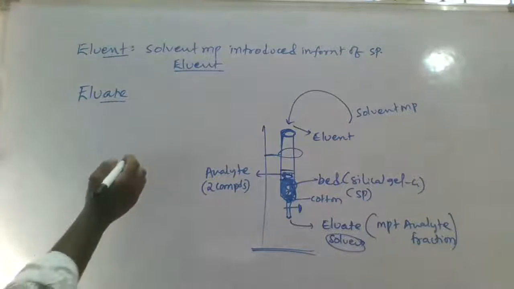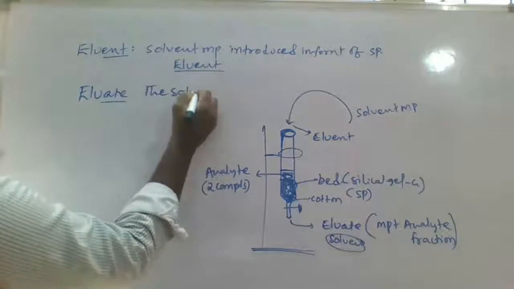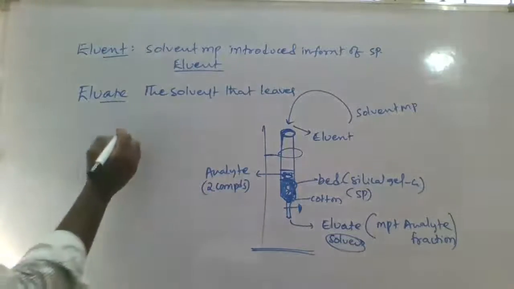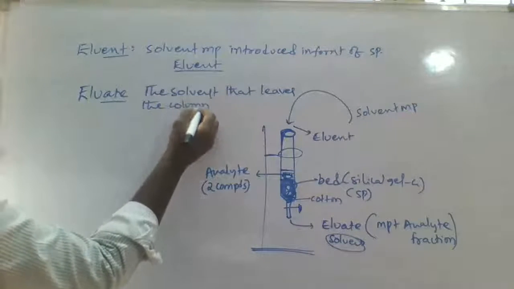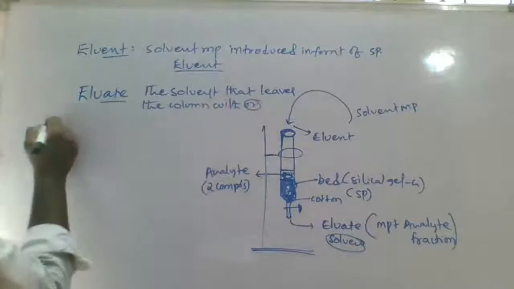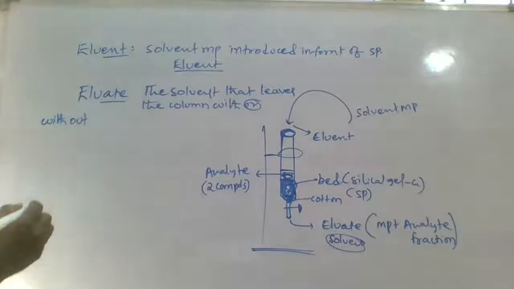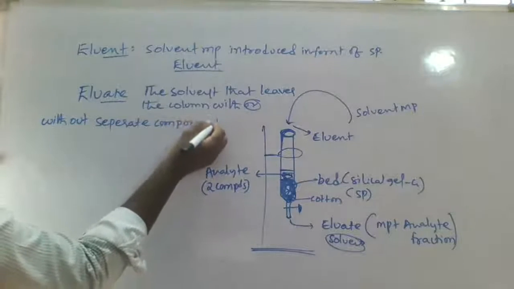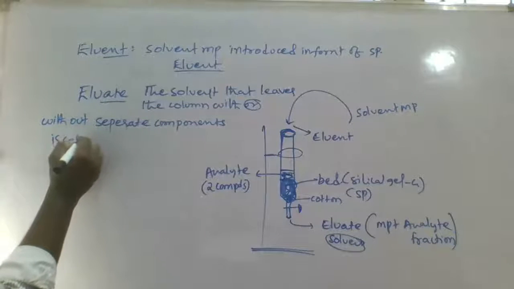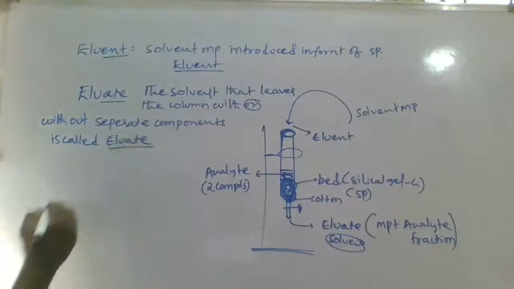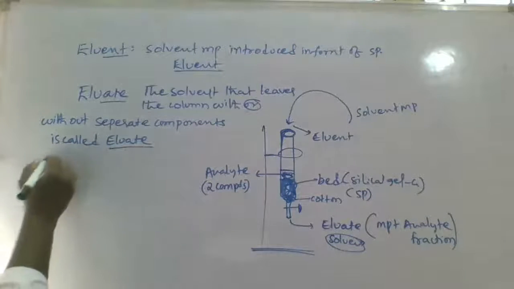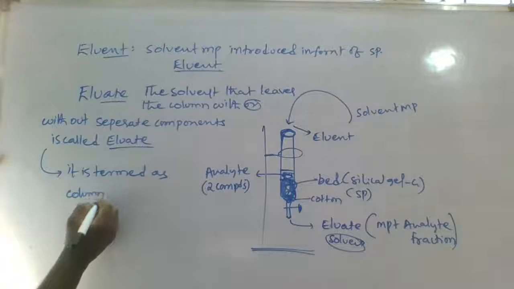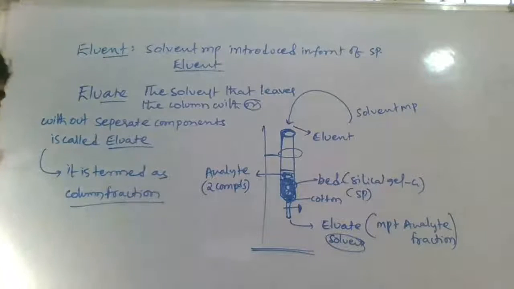So eluate means the solvent that leaves the column, with or without separated components. It is called eluate. It is termed a column fraction.